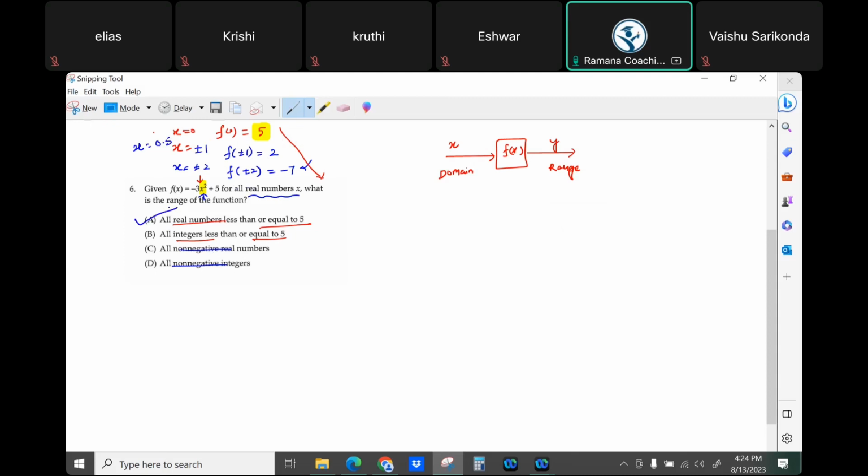Is that clear now, everyone? So you need to sample it. Sample x values, you will see a pattern. Once you see a pattern, declare your answer. Is that clear?